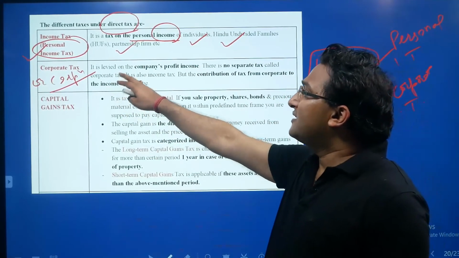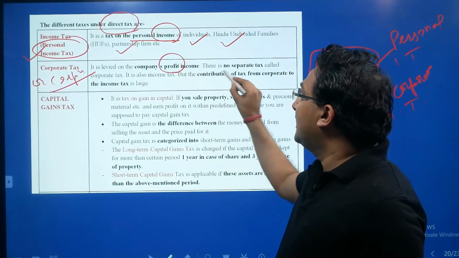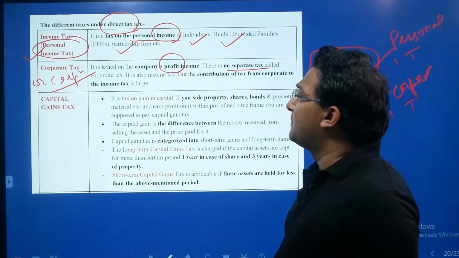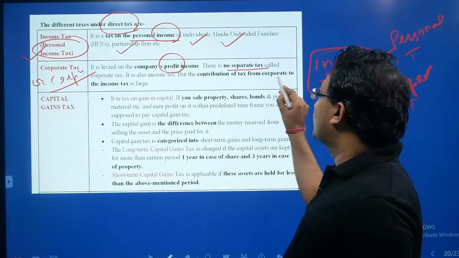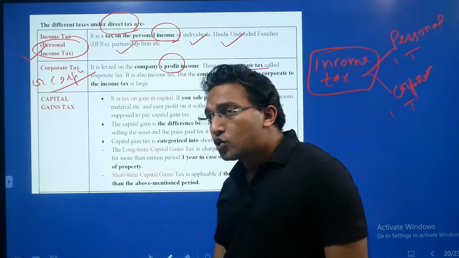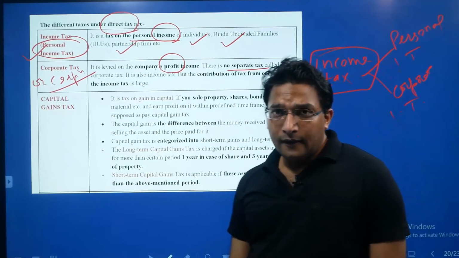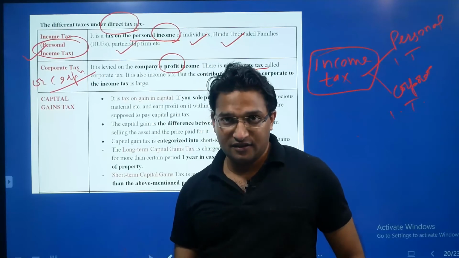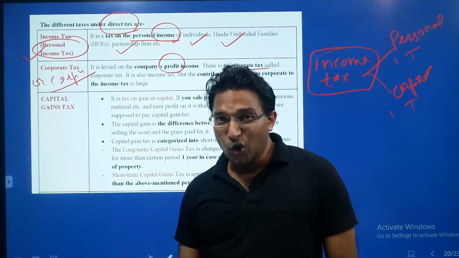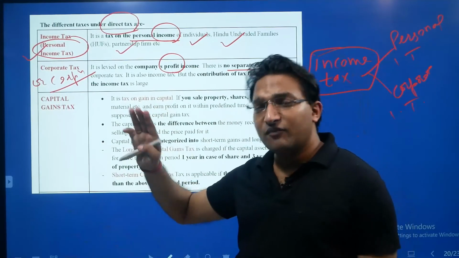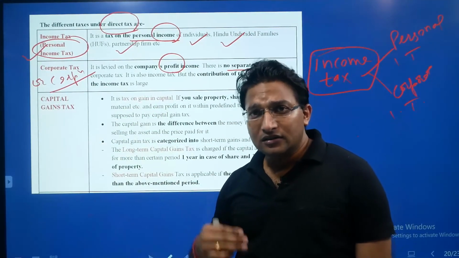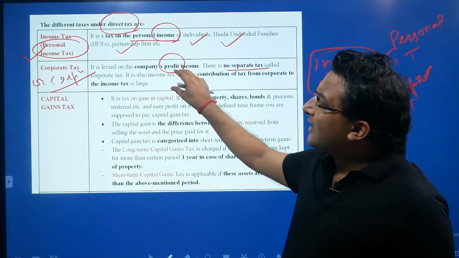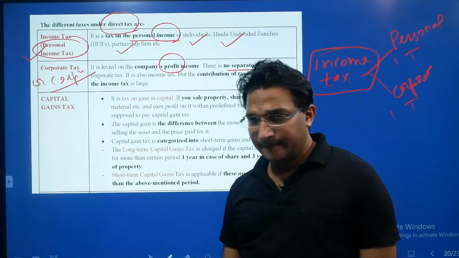Corporate tax is levied on the company's profit. There is no separate tax called corporate tax. It is also income tax, but the contribution of tax from corporates to the income tax is large. So if we see these corporations, they pay a huge amount of tax because they also earn huge profit. Normally, if we see the budget figures every year, in the budget the corporate and the income tax both are given. Corporate tax is a little bit higher than the personal income tax.